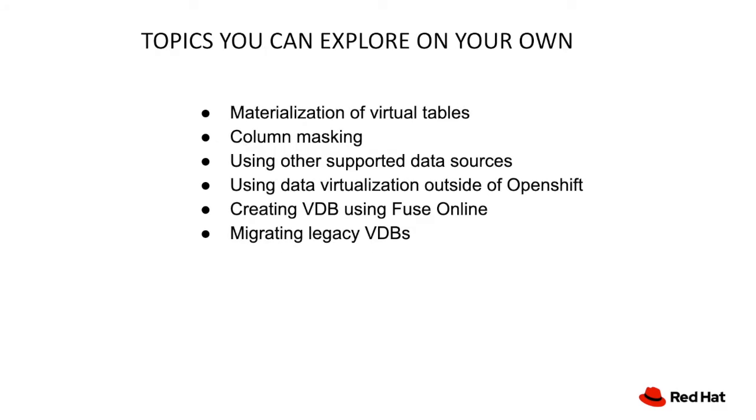Now, armed with the basics, you can now set out on your own to explore more advanced topics, including materialization of virtual tables in a cache and in-memory cache. Good candidates for materialization are virtual tables which are changing really slowly but accessed very frequently. And you can also explore column masking. For example, you have sensitive information. You want users to be able to access that particular table, but you don't want them to see certain fields. You can use column masking for that.